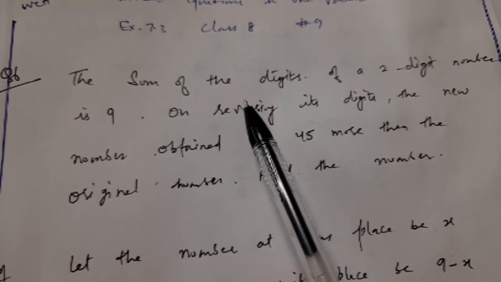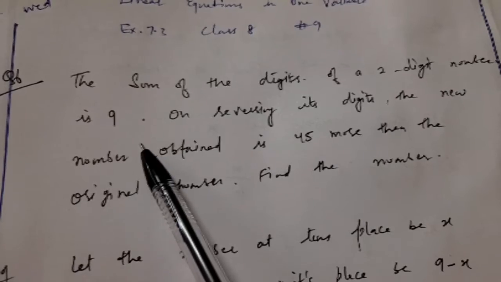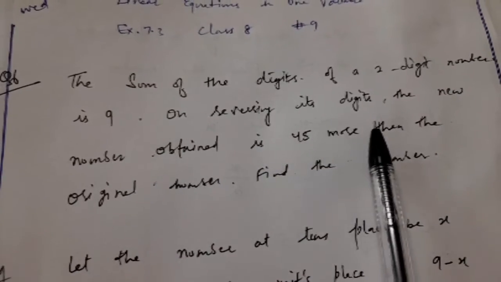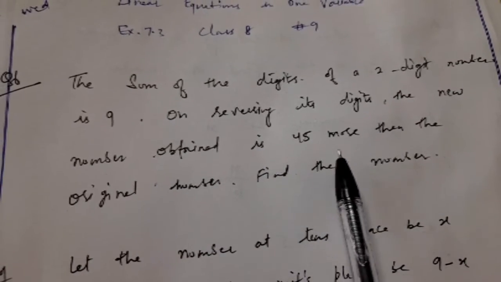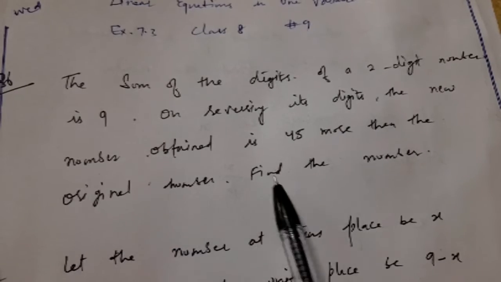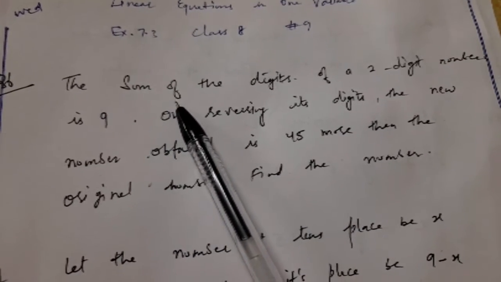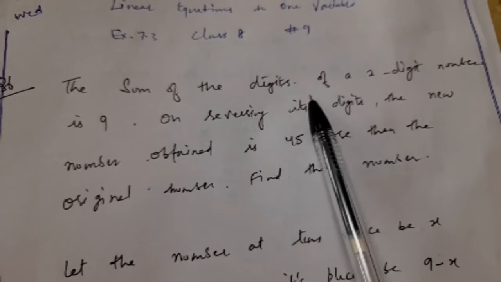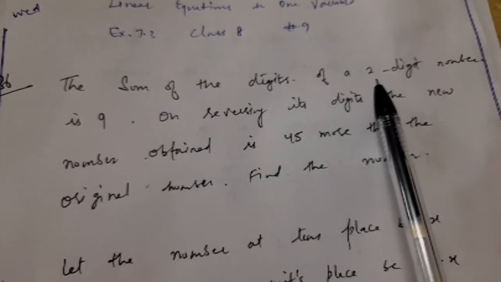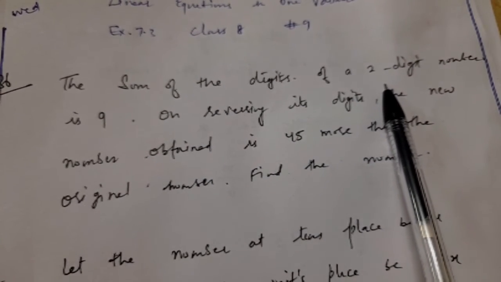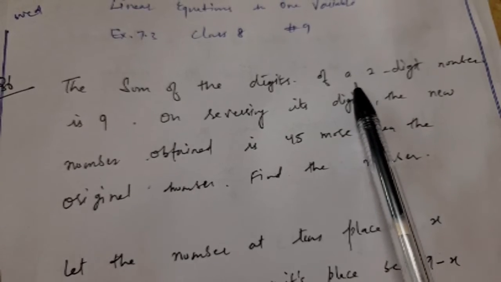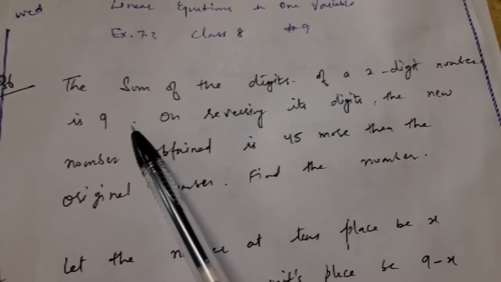So question number 6 is, the sum of the digits of a two-digit number is 9. On reversing its digits, the new number obtained is 45 more than the original number. Find the number. So go through the question thoroughly. The sum of the digits of a two-digit number, the two-digit number is given to us, and the sum of its digits would be 9.